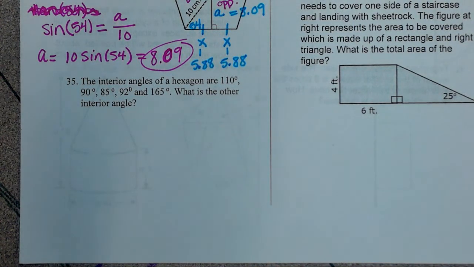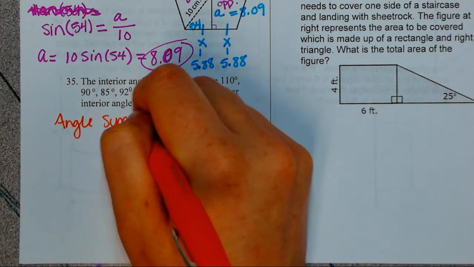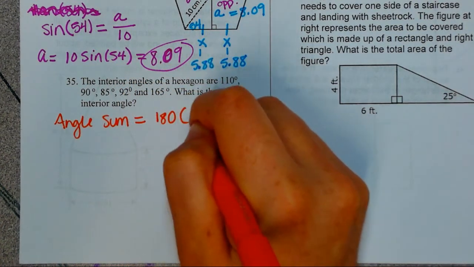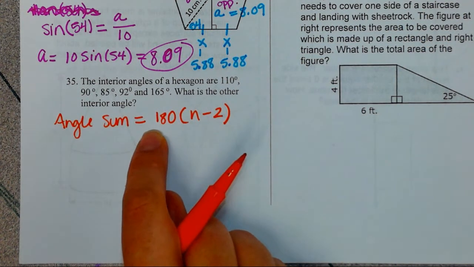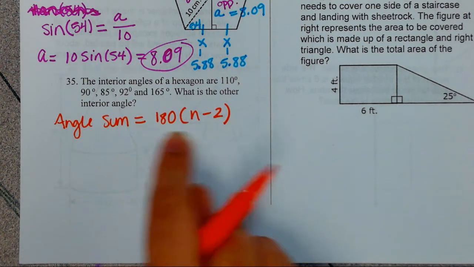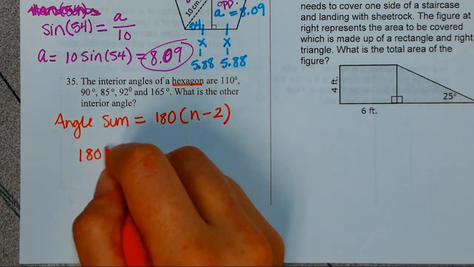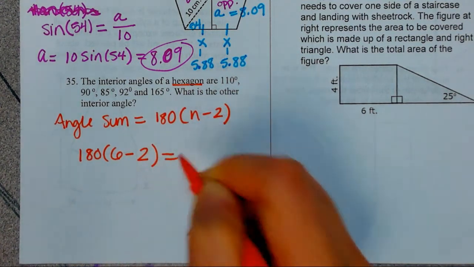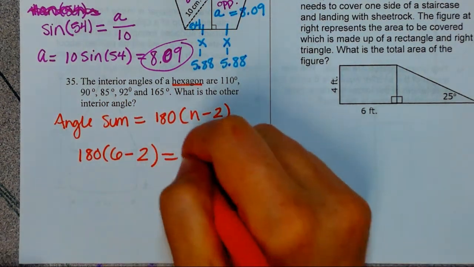Okay, the interior angles of a hexagon are 110, 90, 85, 92, and 165. What is the other interior angle? So this is where you're going to use the angle sum formula, which is actually part of the formula that we were using earlier. So remember how I said the top is the sum? So instead of taking this and dividing by n, we're just going to do 180 times n minus 2. So if it's a hexagon, that means it has 6 sides. So 180 times 6 minus 2 is equal to 720.